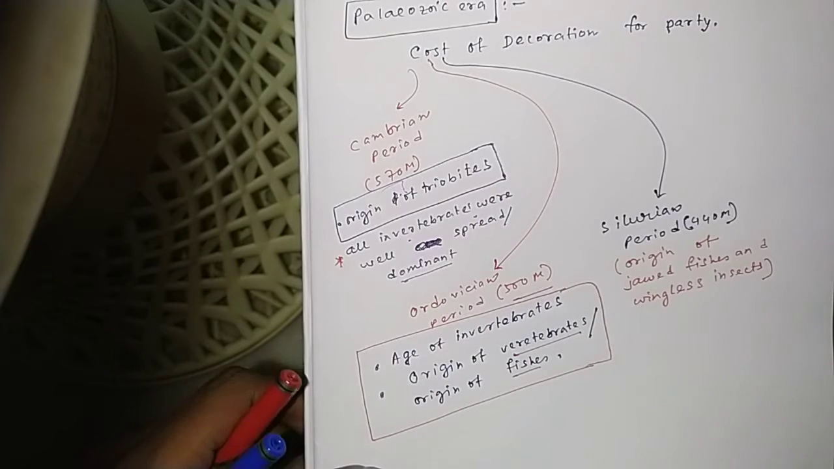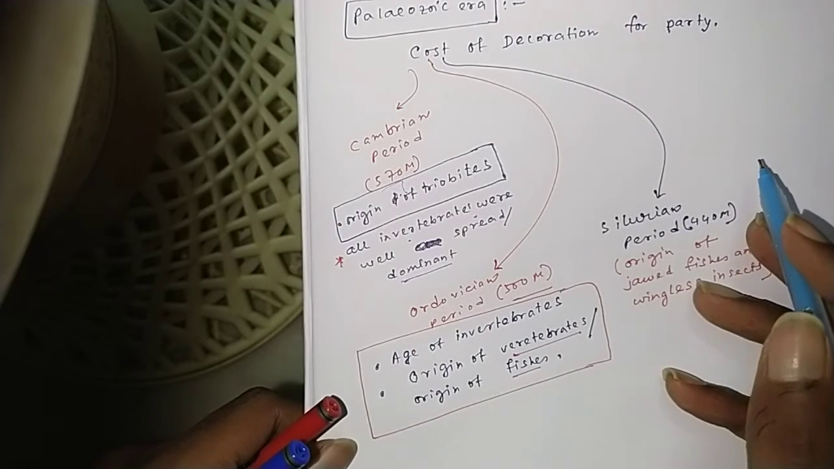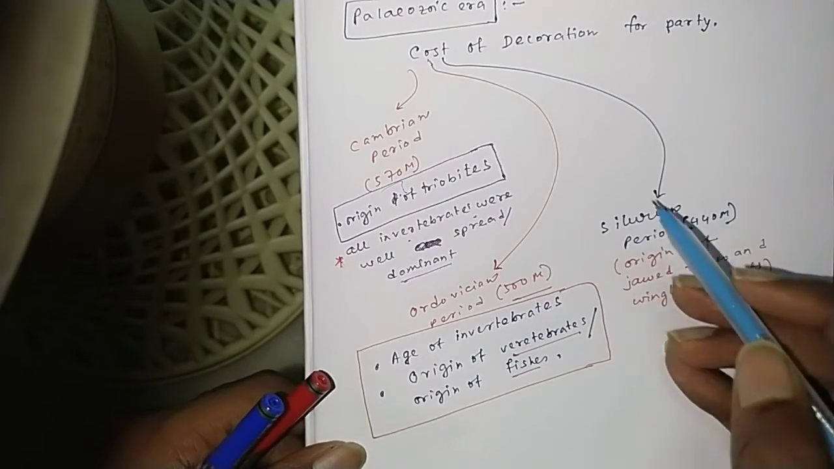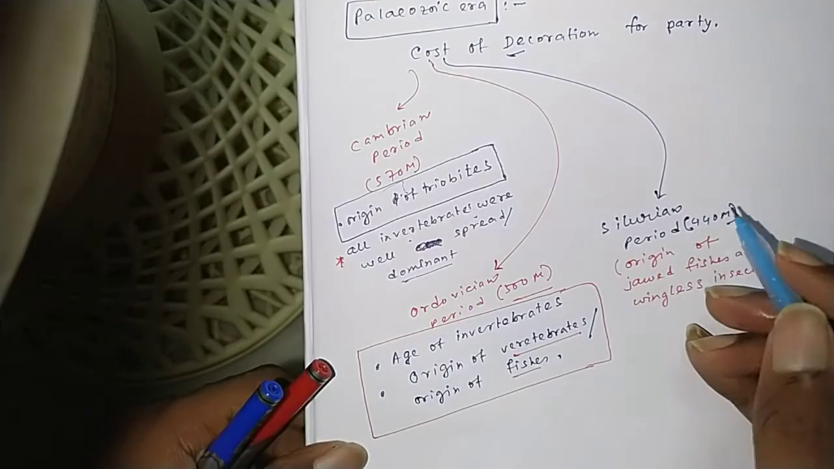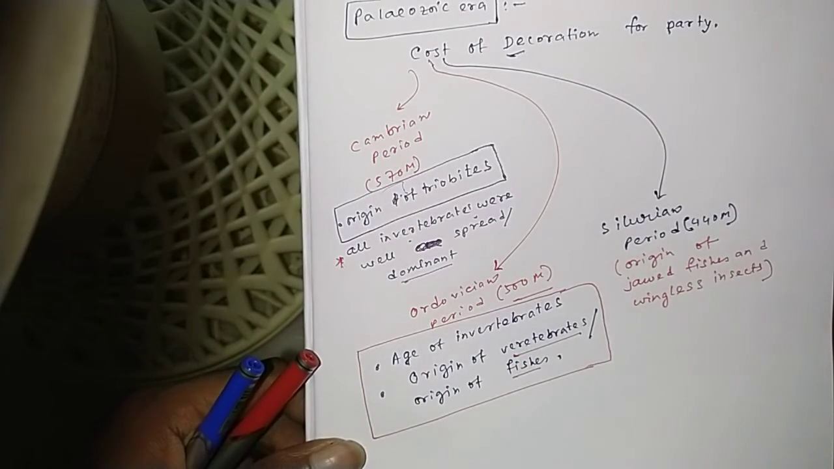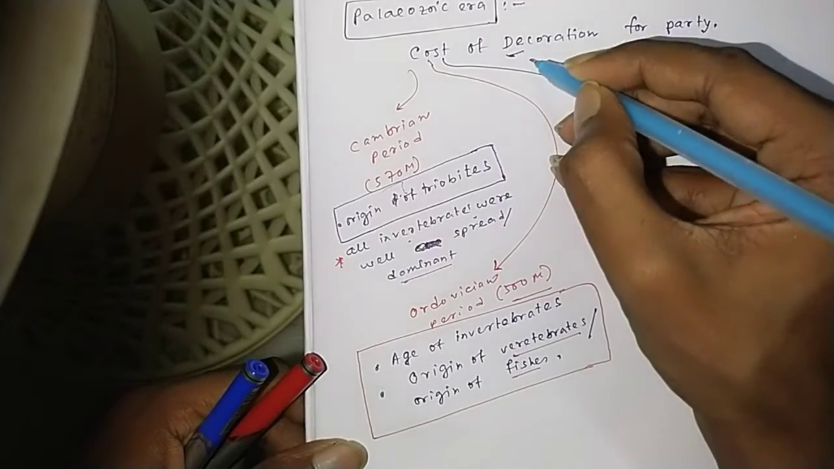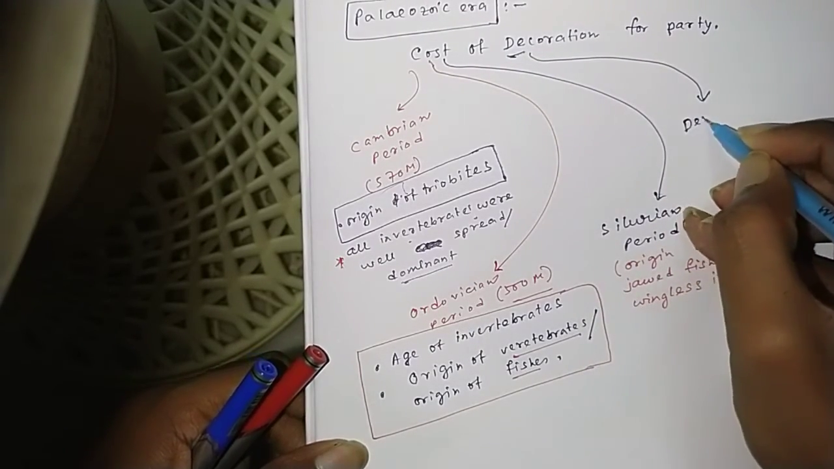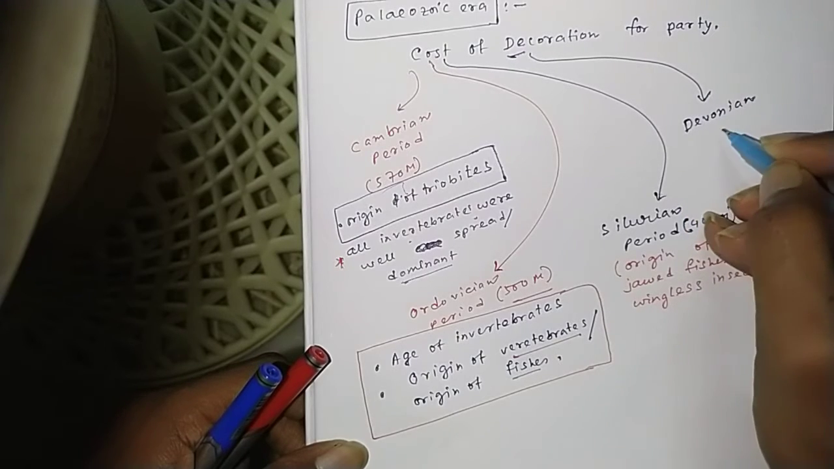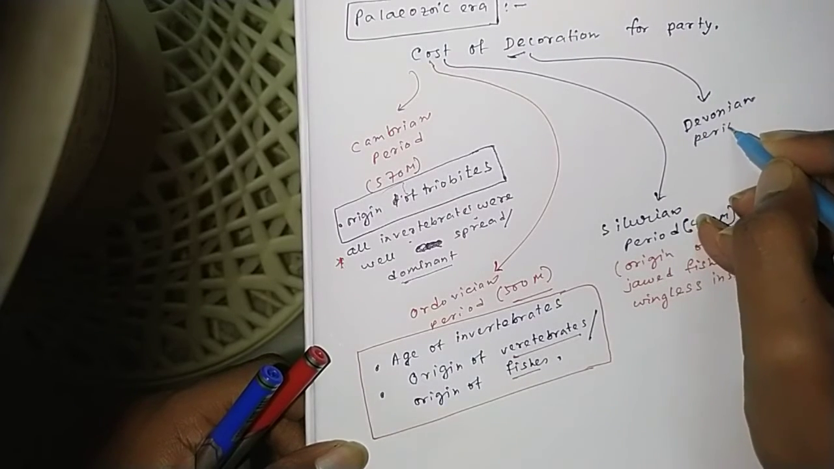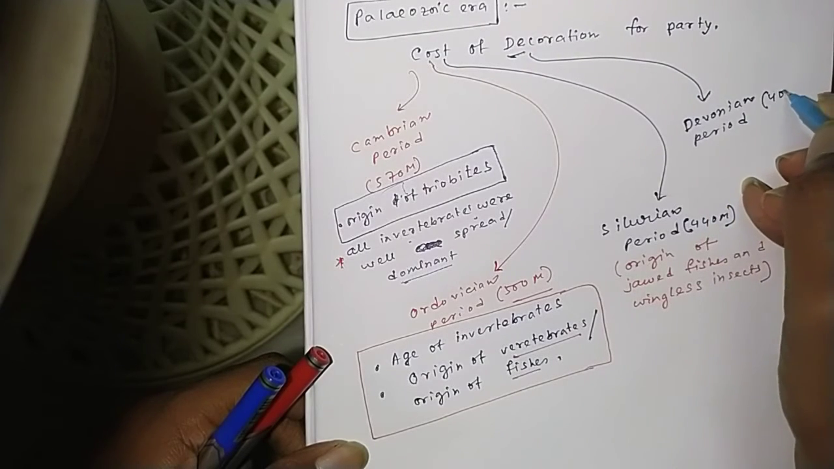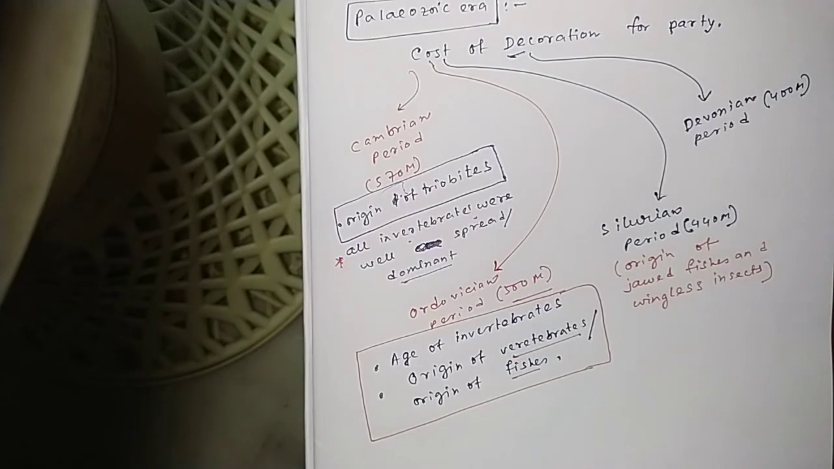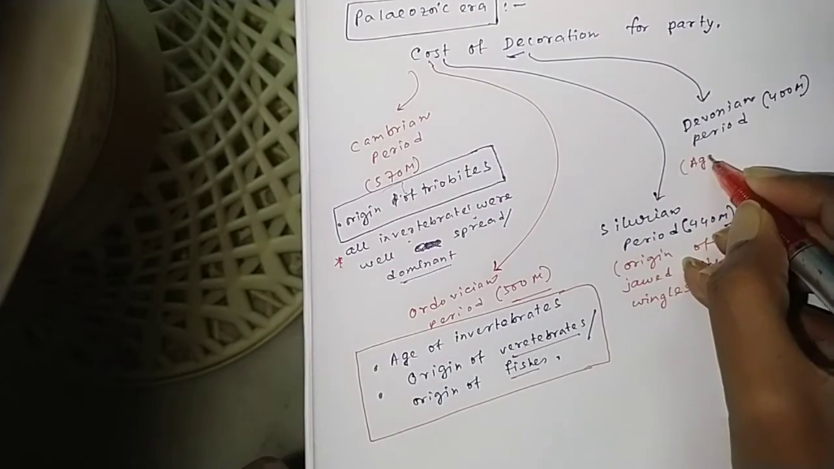Now let us talk about the next period of Paleozoic era, and this is called the Devonian period. Okay, so let us talk about Devonian period. The Devonian period is very important and it was 400 million years ago. Okay, and this Devonian period is called the age of fishes.